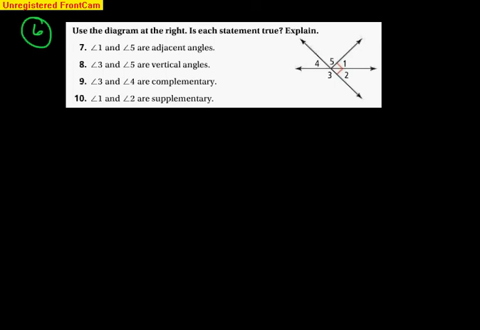Now we have all these different types of angles, okay? Remember, there's 5 types you have to remember. Adjacent, vertical, complementary, supplementary, and linear pairs. Let's see if we can identify some here. So number 7 is saying, is each statement true? Explain.